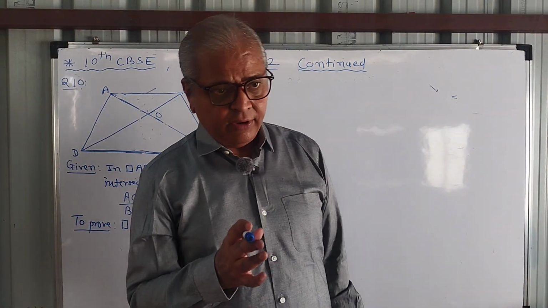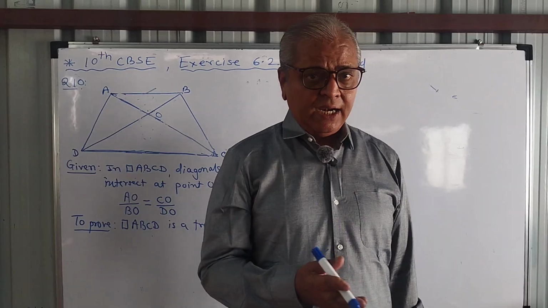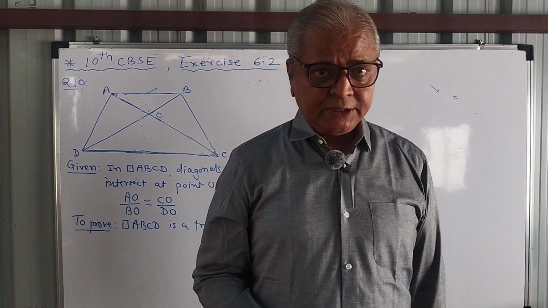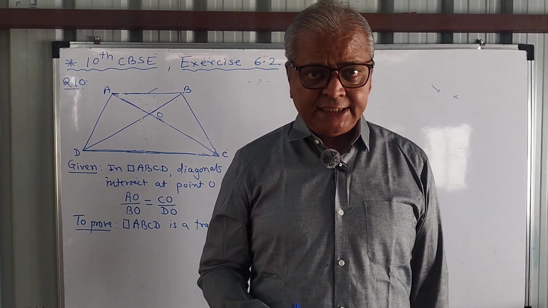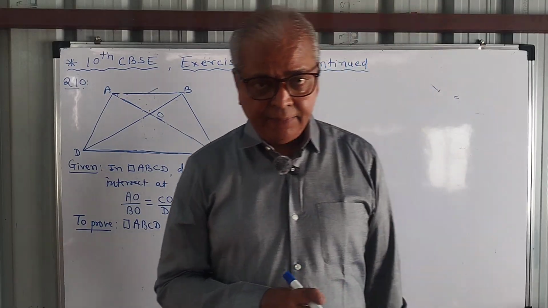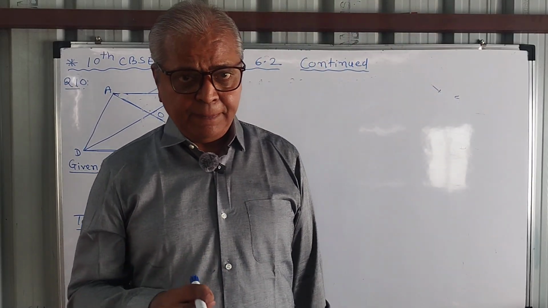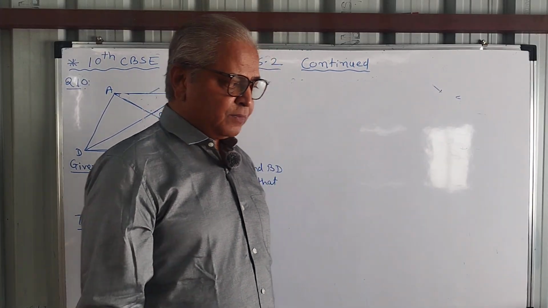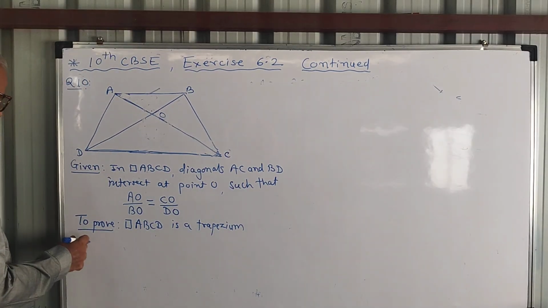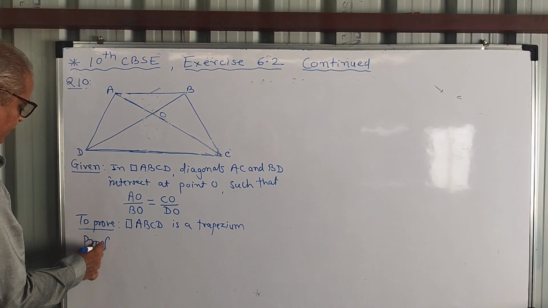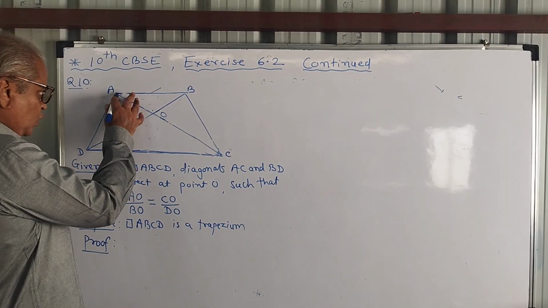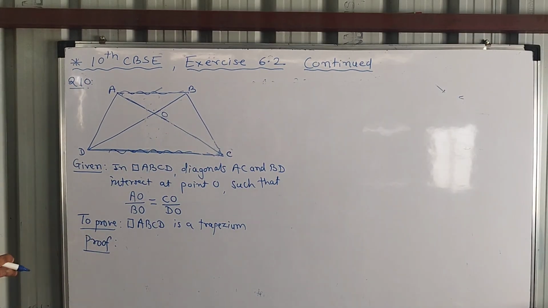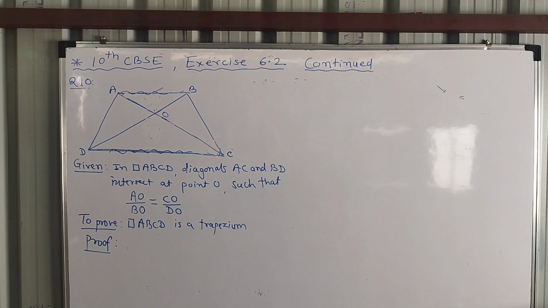When we want to prove a given quadrilateral is a trapezium, we need to prove the property of a trapezium. What is the property of a trapezium? One pair of opposite sides is parallel. Now in this case, if you prove AB parallel CD, then we can say ABCD is a trapezium. Now see the proof again. What is our aim? To show AB parallel CD. Only then can you say quadrilateral ABCD is a trapezium.